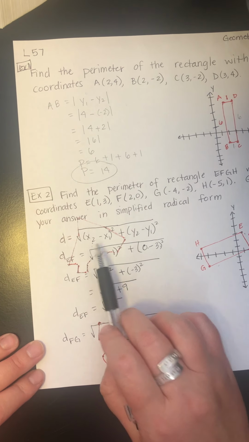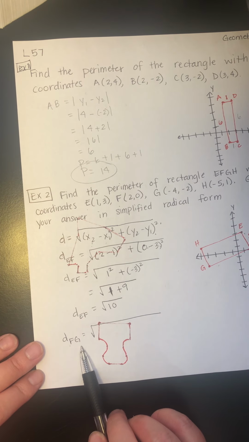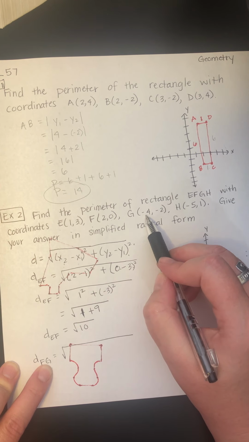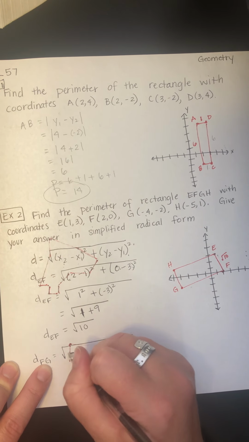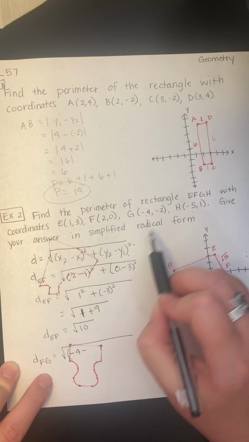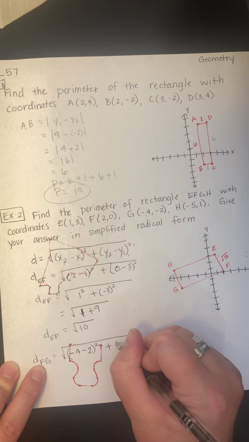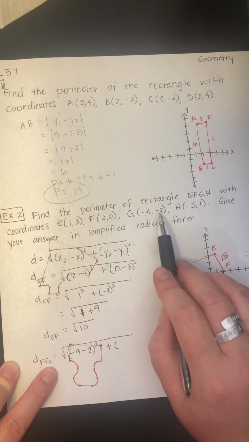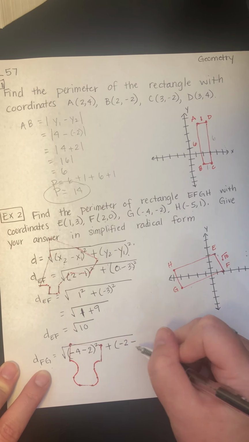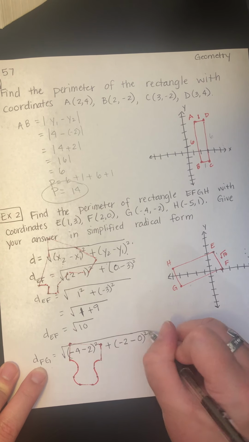It's the square root of (x2 minus x1) squared plus (y2 minus y1) squared. We're doing from F to G. So our second x, for G, is negative 4 minus the x for F, which is 2, plus y2, so the y for G is negative 2 minus the y coordinate for point F.